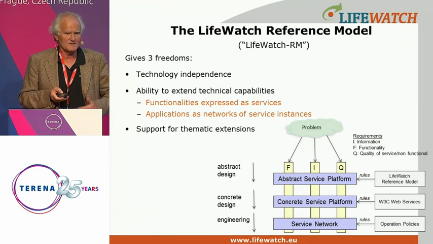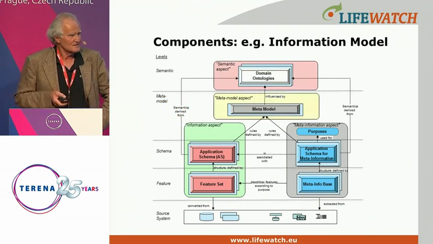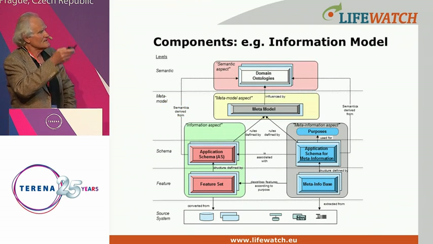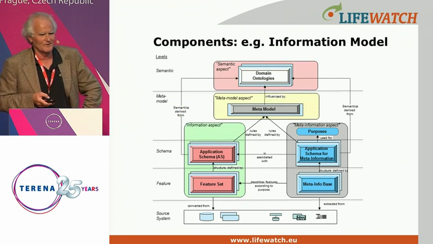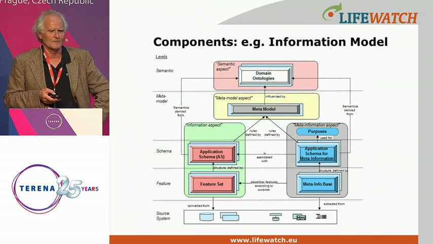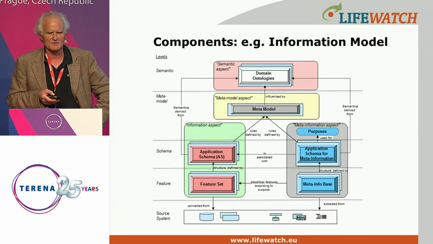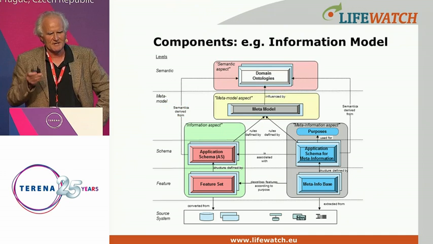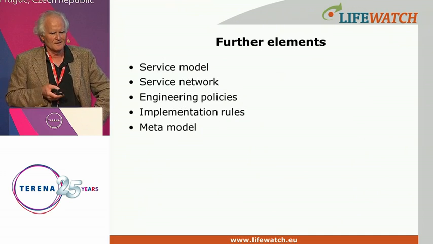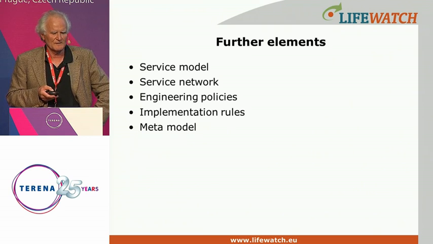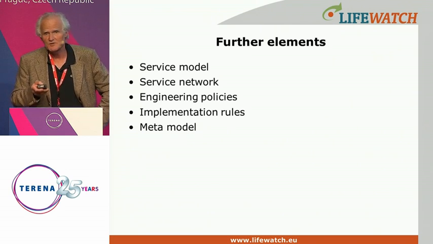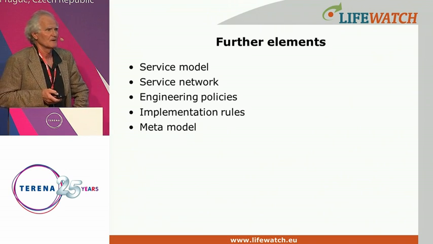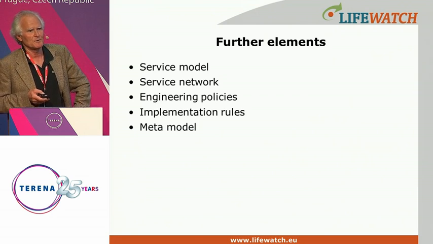There's a slide in between, just to illustrate what the parts of the information model are. We have meta schemas, concrete schemas, etc. A lot of other things are in there as well. We have a service model, we have implementation rules. That's the most important bit. That's, I think, 100 pages of implementation rules.